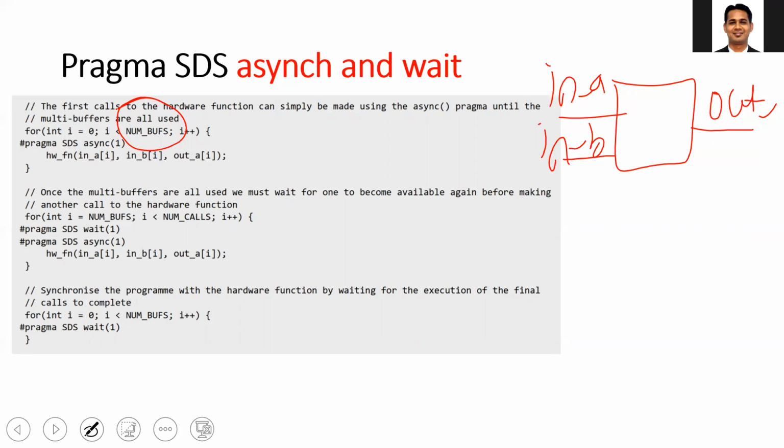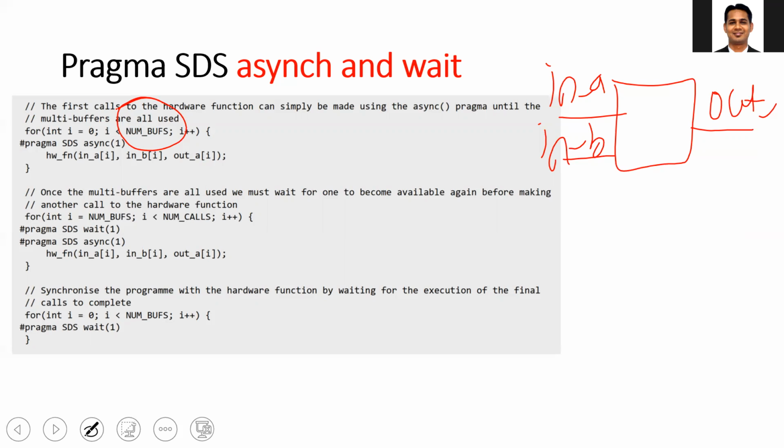using the async pragma. Suppose the number of buffers is 4, so I'll send 4 sets of A and 4 sets of B consecutively without waiting for the IP to start execution. Once I send the 4 sets of A and 4 sets of B, the IP buffers are full. Then I have to wait for the IP to complete at least the execution of the first data.